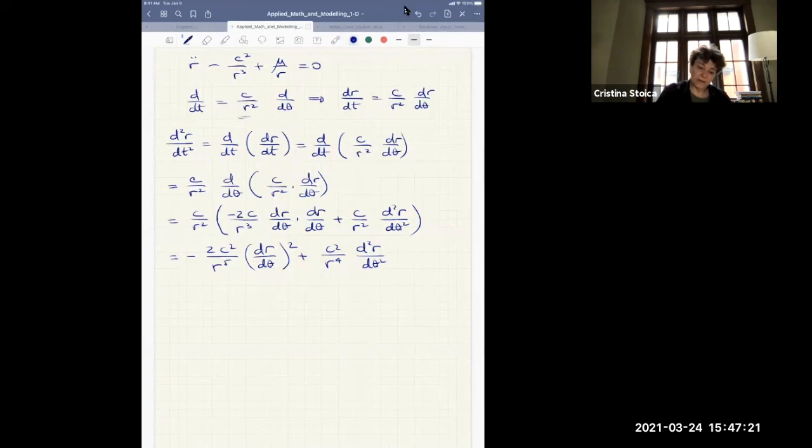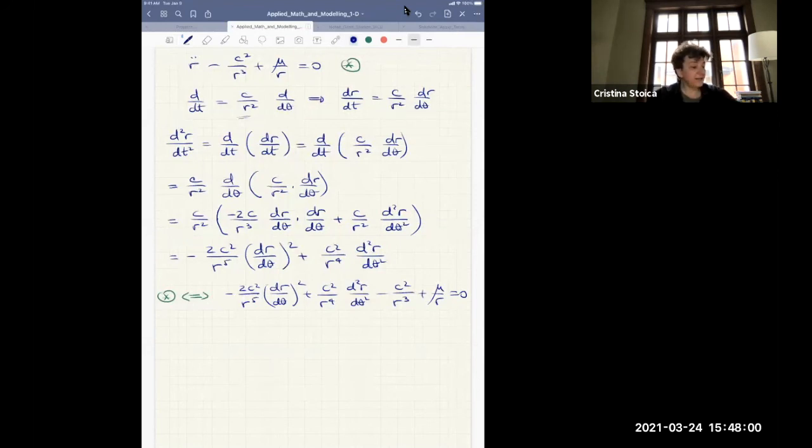So this equation here, the green one, becomes whatever we have instead of our two dots, which is all this stuff. C squared over R to the 4 d²r d theta², minus C squared over R cubed plus mu over R equals 0. Yeah, that's what it ended up with.